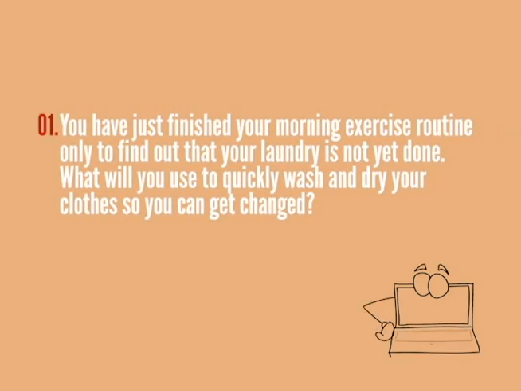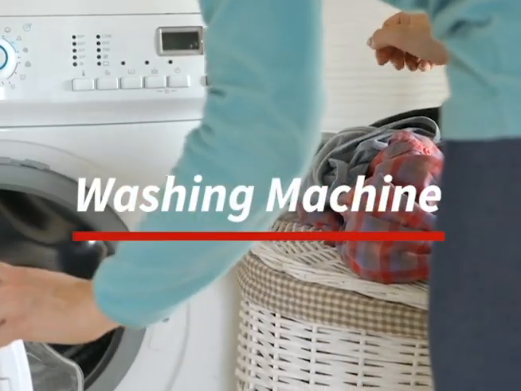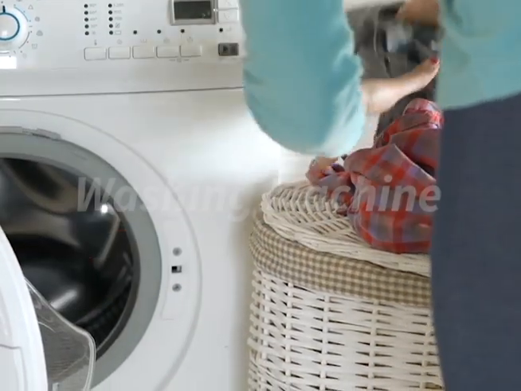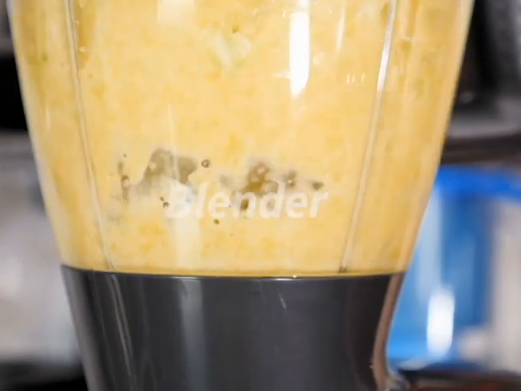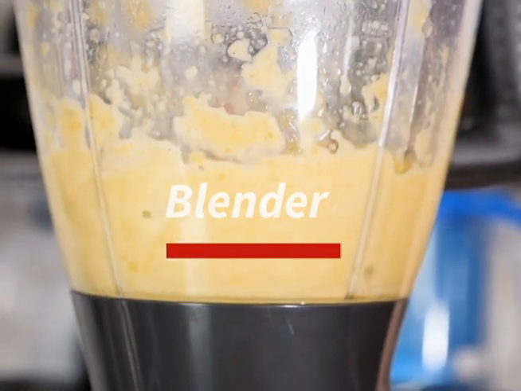Question 1. You have just finished your morning exercise routine only to find out that your laundry is not yet done. What will you use to quickly wash and dry your clothes so you can get changed? That's right! You use a washing machine. Question 2. You just bought a few kilos of ripe mangoes to make mango shake. Which household appliance will you use? Correct! You bring out your blender.